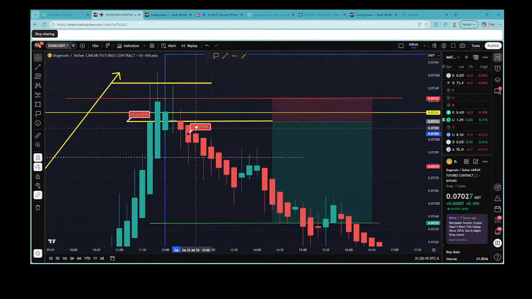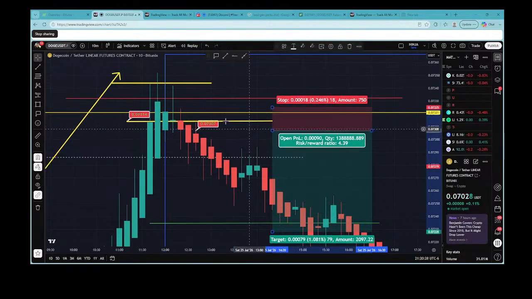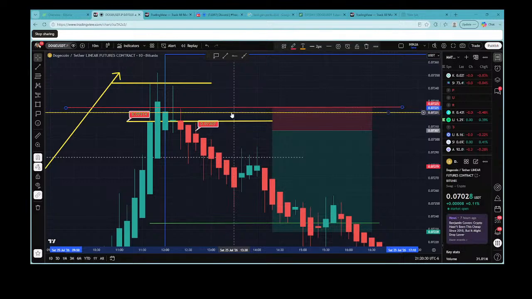Let's say I miss that and I get the next entry, I get it here, right? Either way, all I waited for was the red to start coming. And let's say that that's my entry and I go to here. My stop loss becomes here, right? Let's get rid of this.